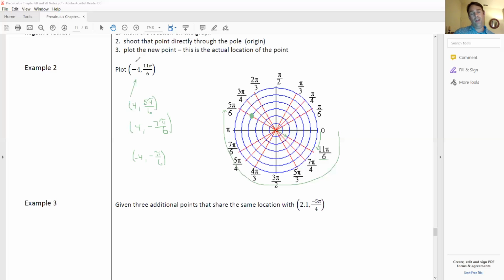Notice I have a negative r positive theta, a positive r positive theta, positive r negative theta, and negative r negative theta. So there's 4 different ways that I can use to rewrite every single point. So say I give you this point right here, negative 2.1, negative 5 pi over 4. Could you come up with 3 different ways to represent it?